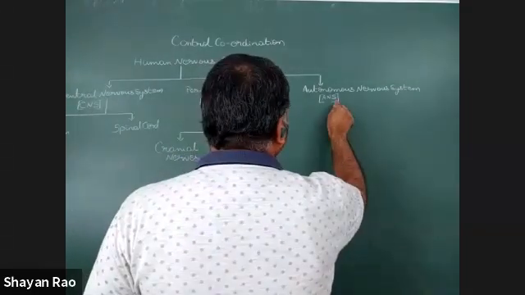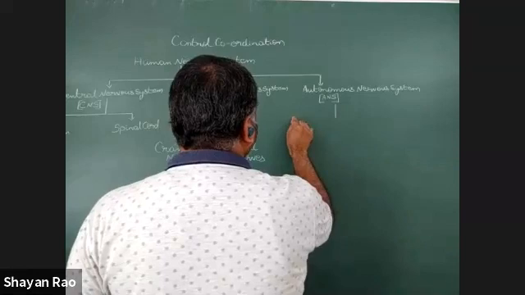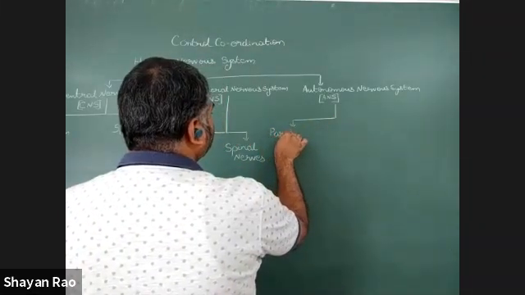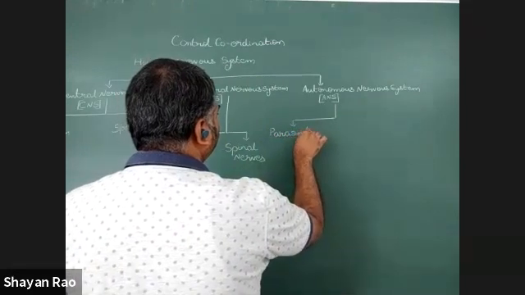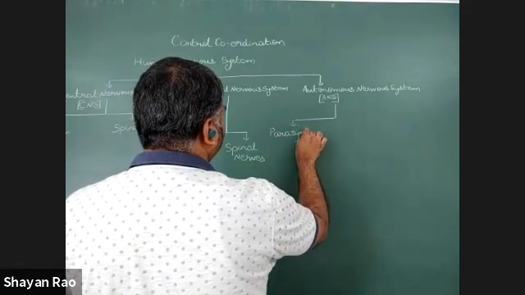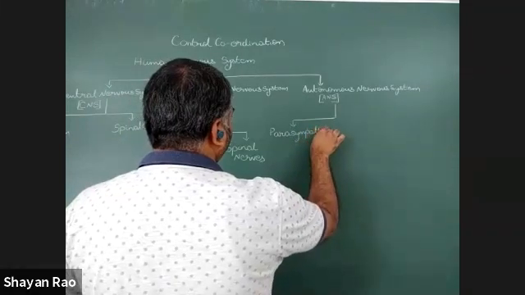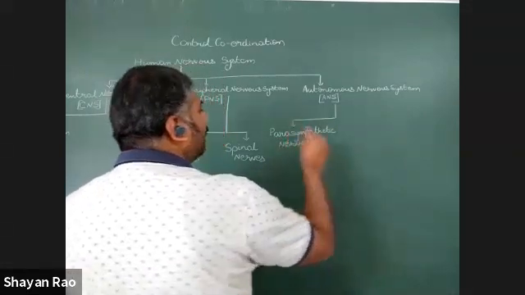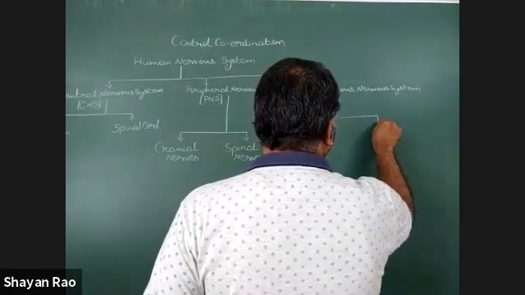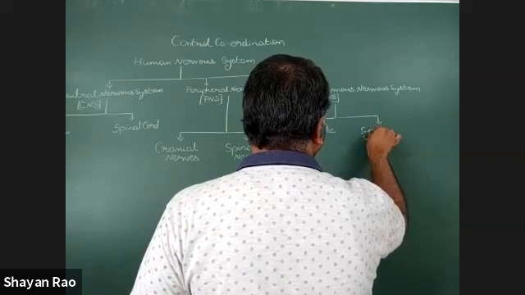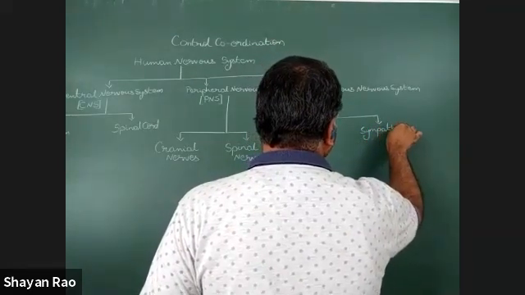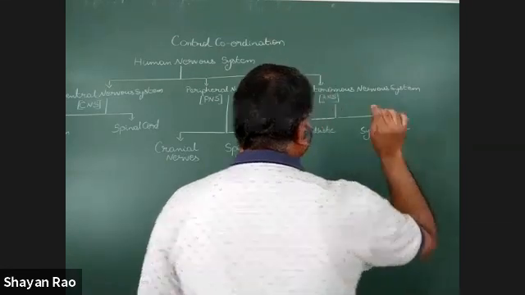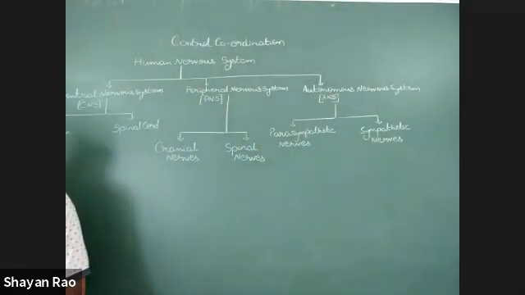Similarly, the autonomous nervous system is further classified as parasympathetic nerves as well as sympathetic nerves. Then I'll explain what exactly these are. Please make a note of this one.